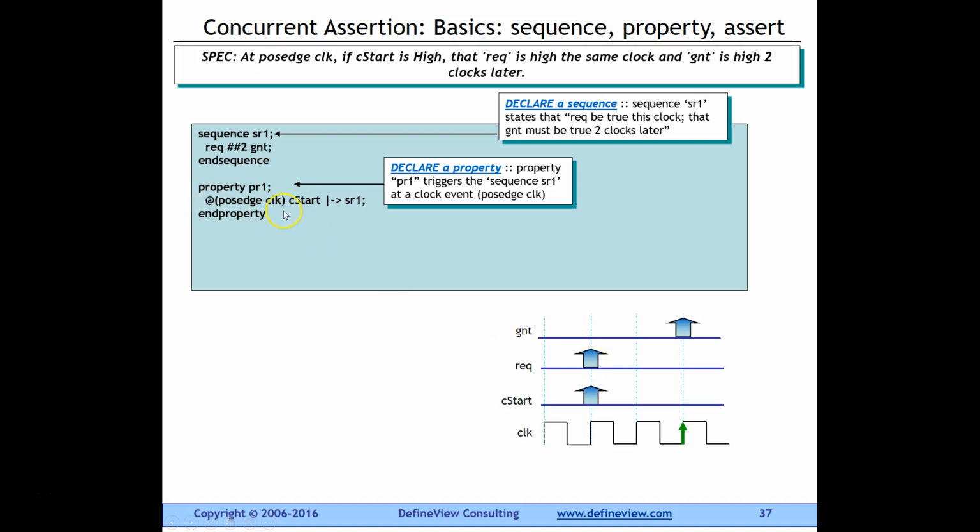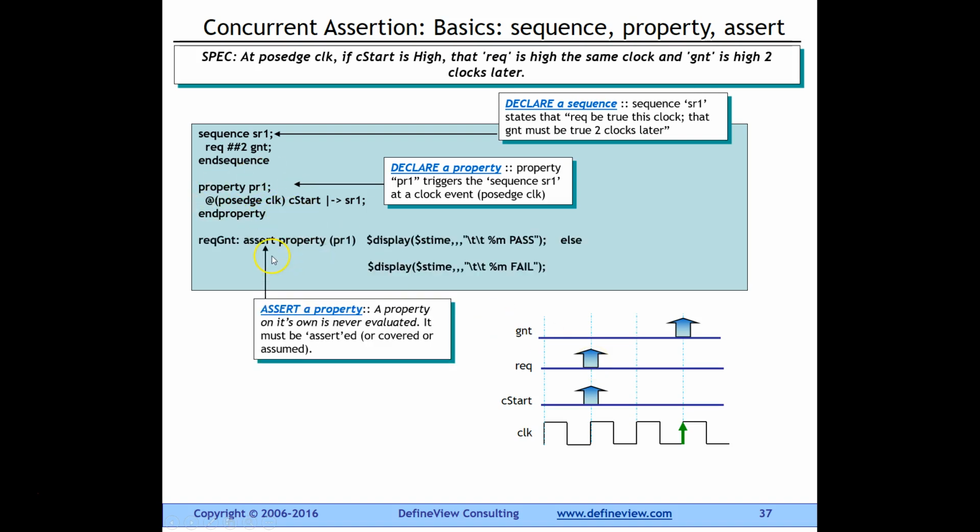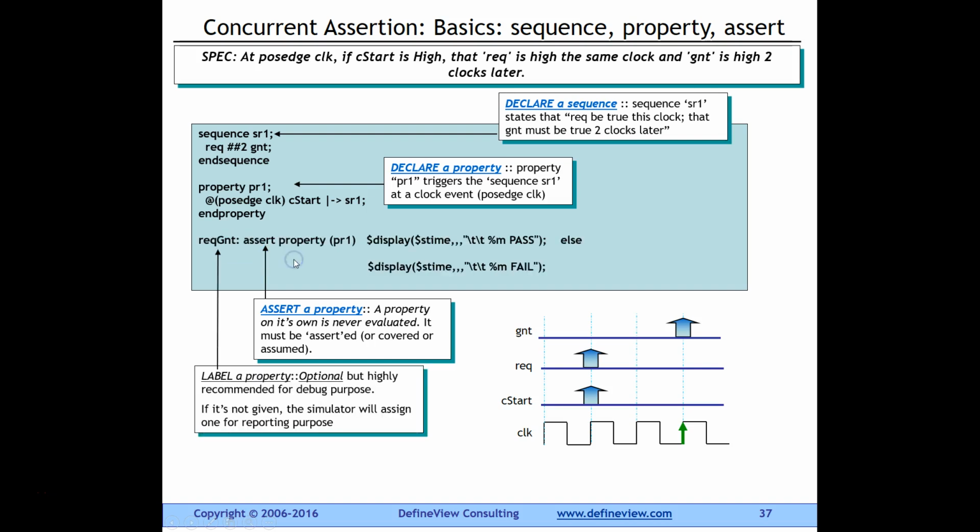So here's the property. Then you have to assert the property. Property on its own is just a placeholder. It's not going to fire. So when you assert it, you're triggering it. And here's the syntax. You give it a label, and just like with immediate assertions, you are better off giving a label, else the simulator will assign one for you and that label may not make sense to you.